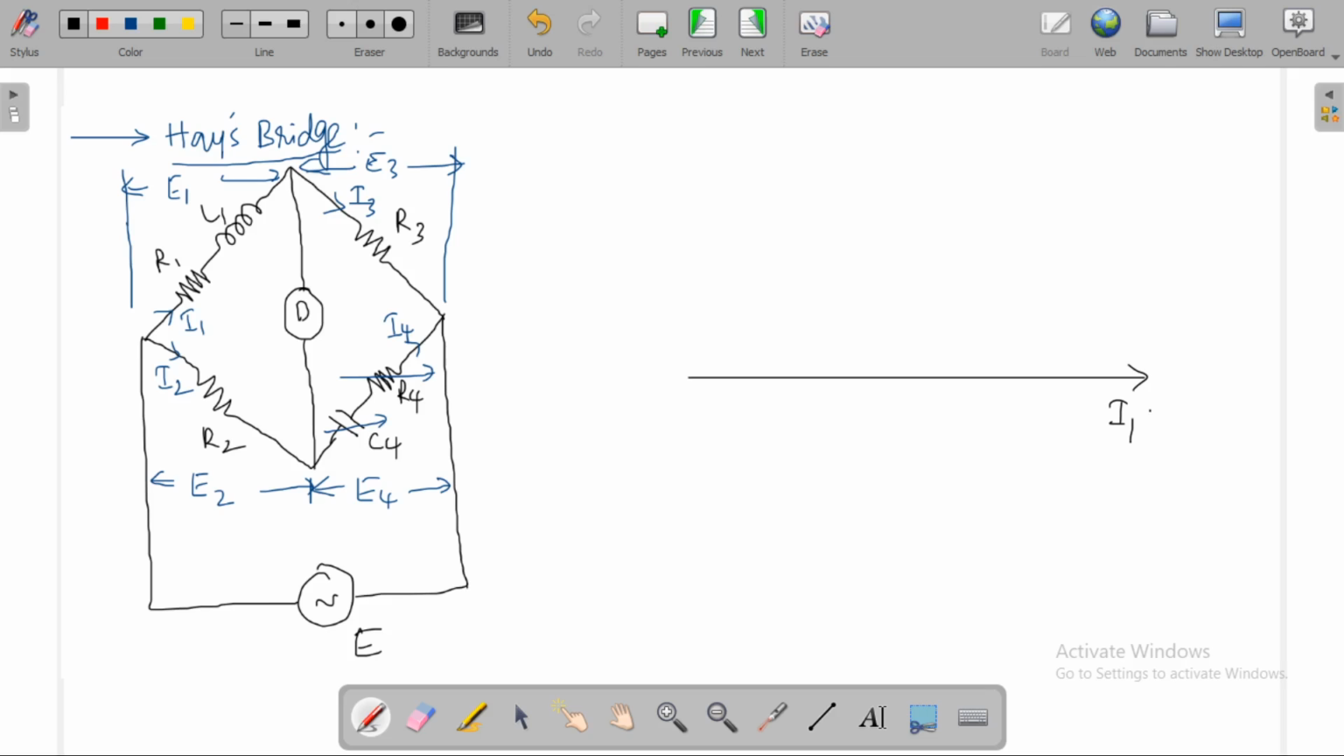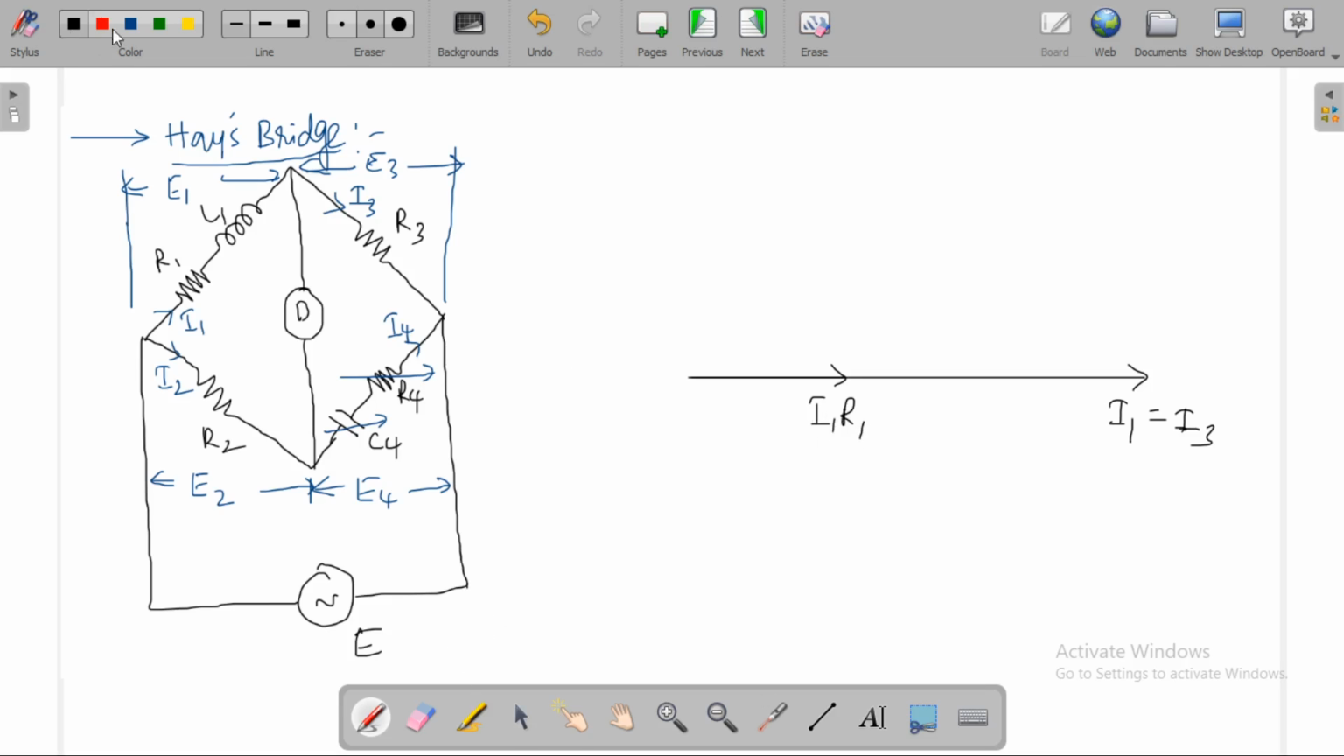This is I1, which is equal to I3 under balanced conditions. Let us draw the voltage across R1. Voltage across R1 will be in phase with I1. So this will be the voltage across R1, that is I1 R1.